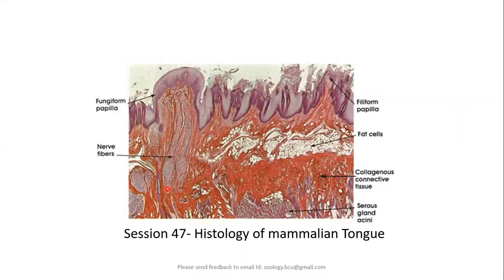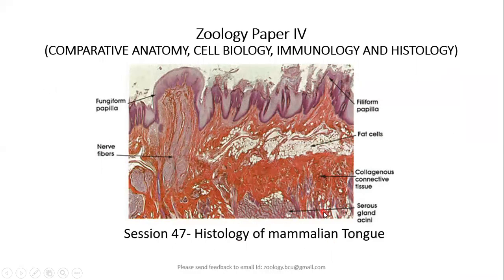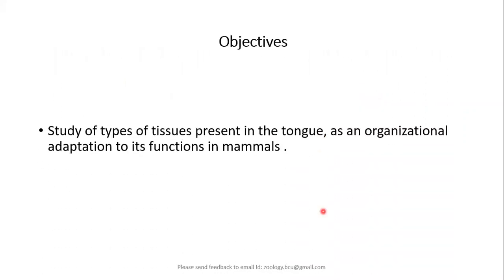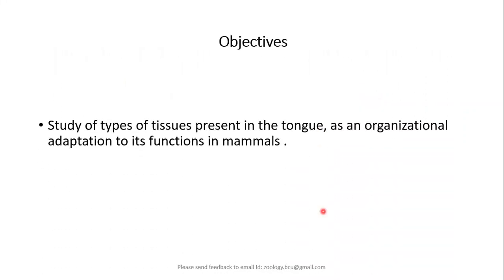In this session, we are going to learn Histology of Mammalian Tongue under the Zoology paper 4. So in this session, we are going to study the different types of tissues present in the tongue with respect to their organization, definitely as an adaptation to its functions.